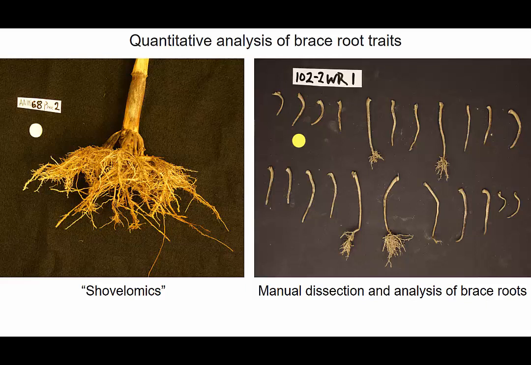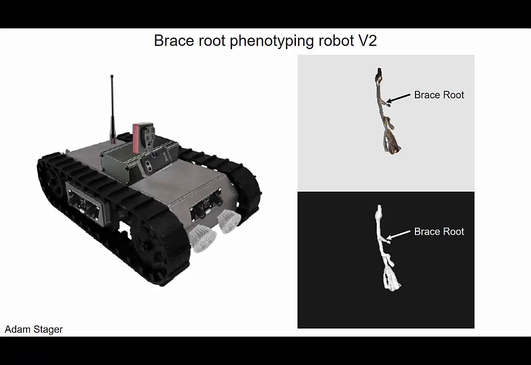But this, of course, is terminal. Once you dig up a plant, it's done. So what we're trying to do is get more dynamic information. And we're doing this by building robotics. So we have built a ground-based robot that will run through under the canopy and take pictures from the side of the brace roots throughout the growing season. So this is the latest version of this.